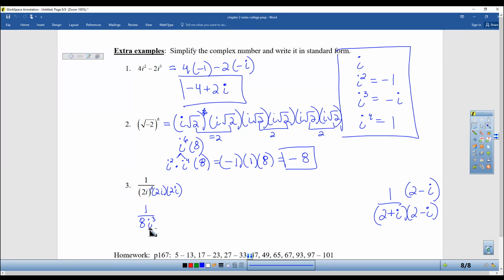If you get something like this, you can get rid of the i just by multiplying by one more i. See, look, I have i to the 3rd, right? If I multiply the top and the bottom by one more i, I'll have i to the 4th. And do you remember what i to the 4th is? i to the 4th is just 1. So this becomes i over 8, or 1/8 i. It's the same thing.